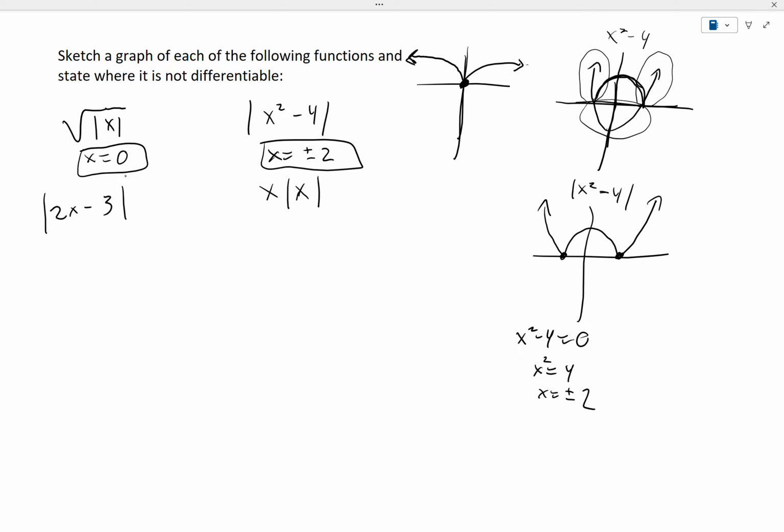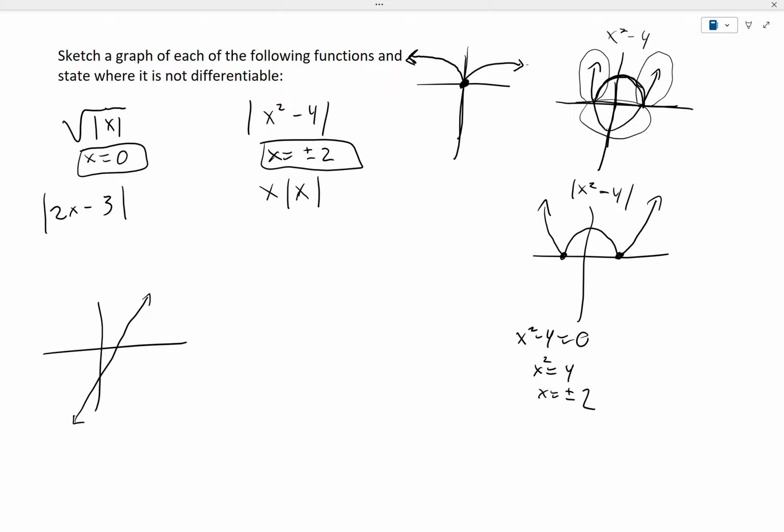How about this equation over here? Let's graph that. First, I'm just going to graph 2x minus 3. So 2x is going to be a steep slope, minus 3. That's going to shift it down, so it's going to look like this.